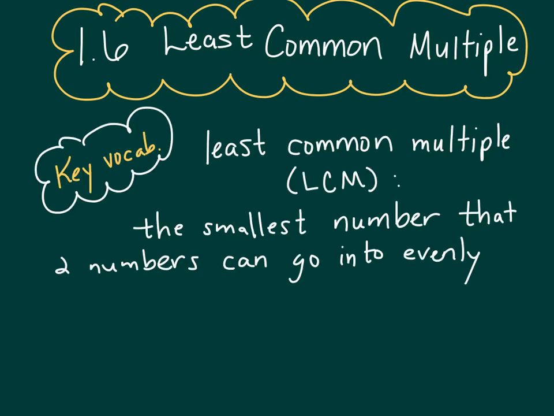In 1.6, we're going to be talking about least common multiples, and we already reviewed in class what the difference between factors and multiples were, so we're going to remember that multiples are numbers that are bigger than a number. They come out of a number when you multiply it, and when we're talking about a least common multiple, it means we're going to be comparing two different numbers, and we're going to be looking for the smallest number that they can both go into evenly.